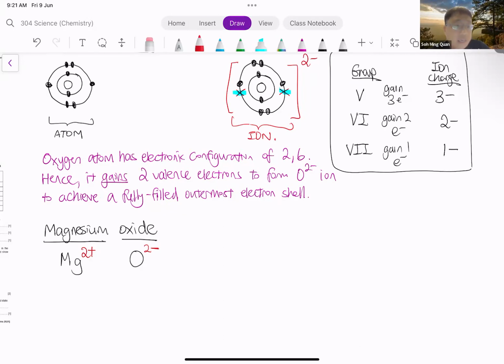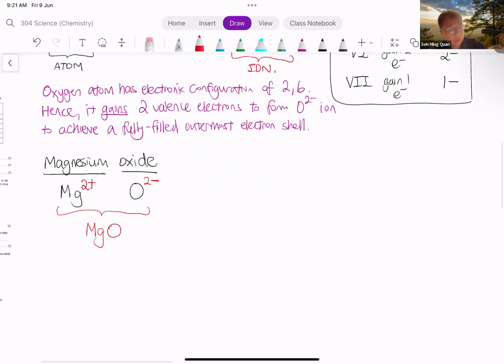Quite clearly here, the 2 plus and the 2 minus are the same charge, right? So the charges balance out, and therefore the final formula is just MgO. 1 magnesium ion, 1 oxide ion. So when it comes to drawing, it's easy. I have 1 magnesium, 1 oxide.